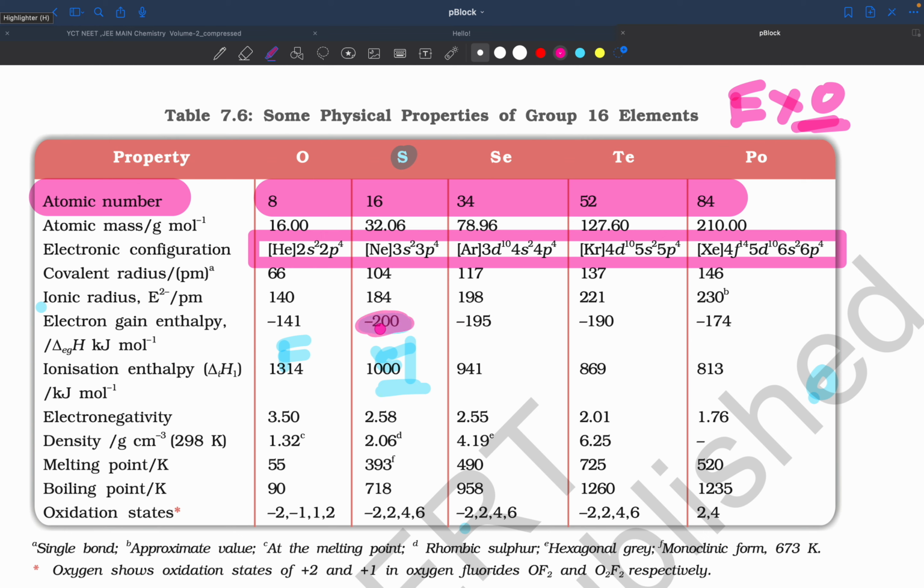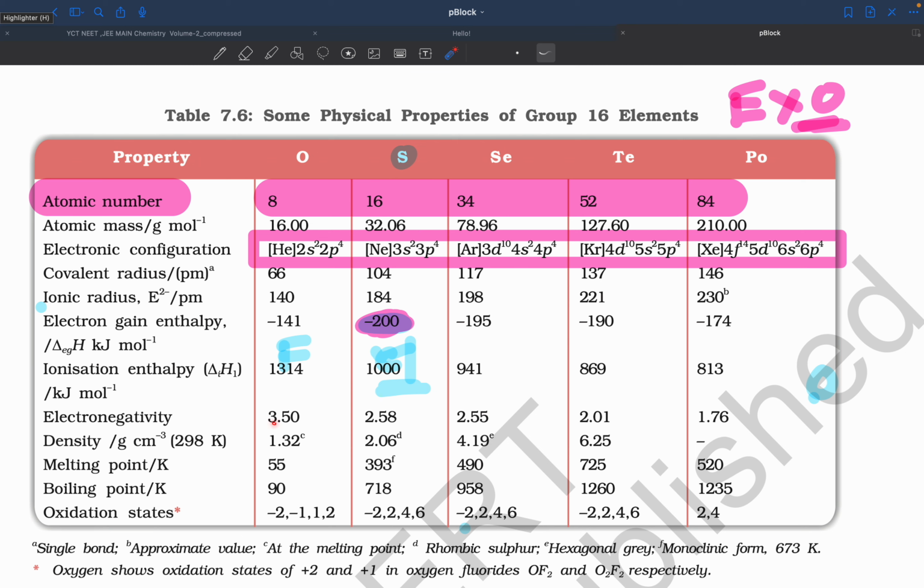So sulfur is the element with the highest electron gain enthalpy. Let us also see some other properties of these elements. If it is abnormal, you have to mark it. Otherwise, you don't have to. Ionization enthalpy 1314, 1000, 940, 869, 813. So it's a regular order. Size increases, ionization energy decreases. The question cannot be asked from this.